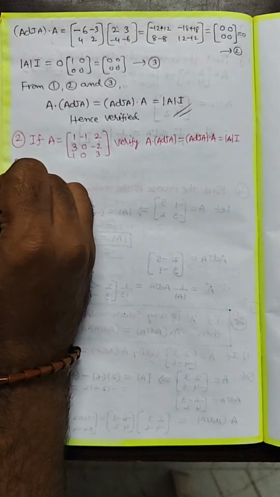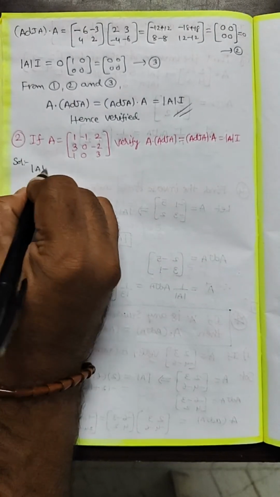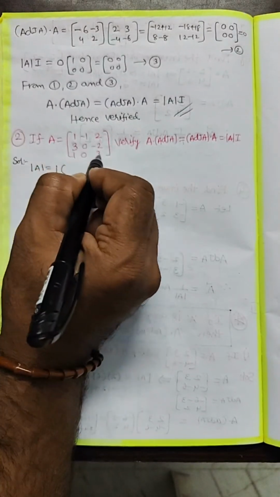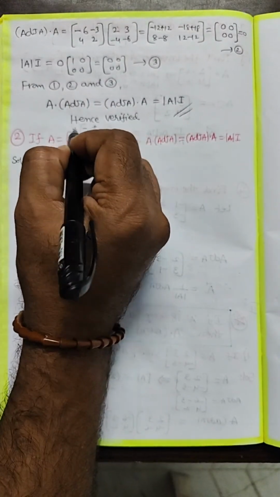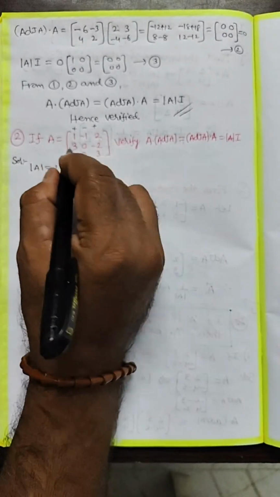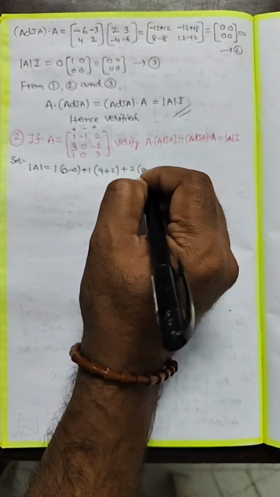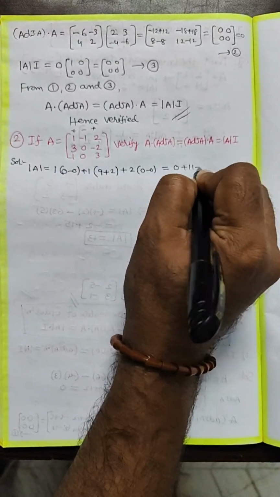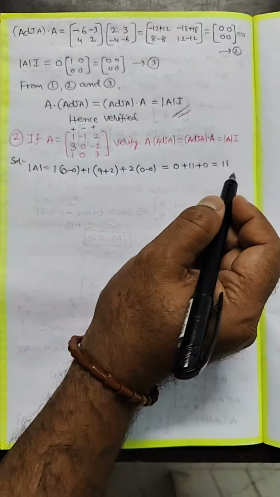So first calculate determinant of A. det A equals 1 into, eliminating this row and this column, 0 minus 0. Next, plus, minus, plus signs will be there. So plus 1 into, eliminating this column and this row, 9 plus 2. Next plus 2 into 0 minus 0. So 0 plus 11 plus 0, that is equal to 11. So det A equals 11.